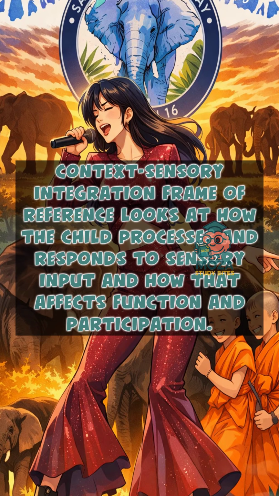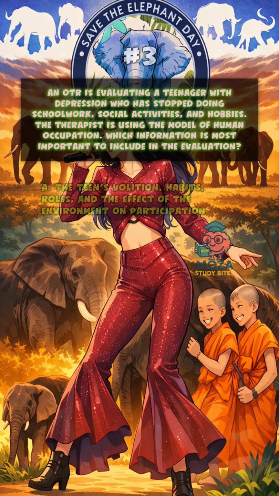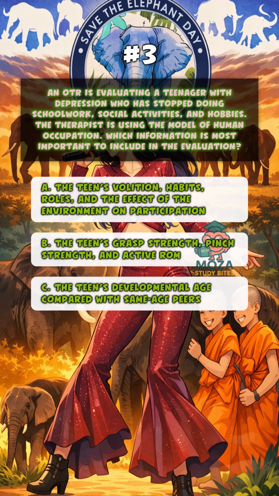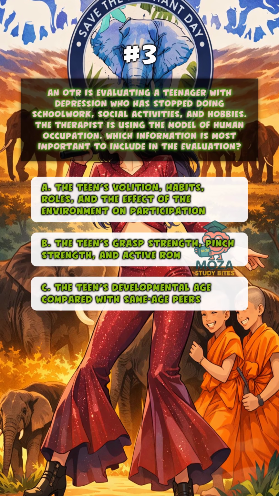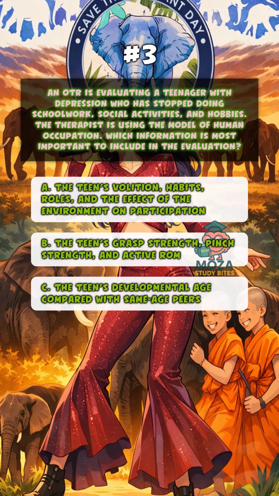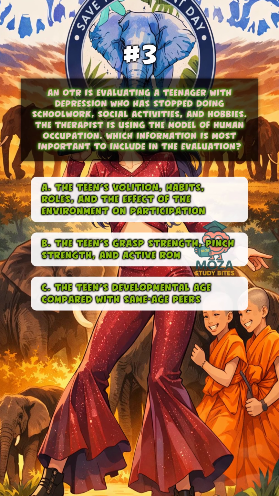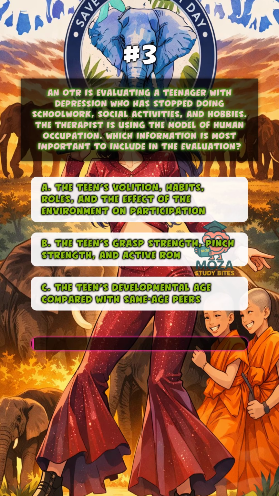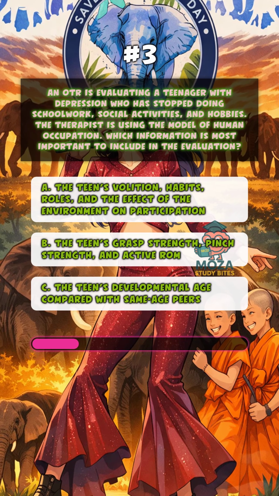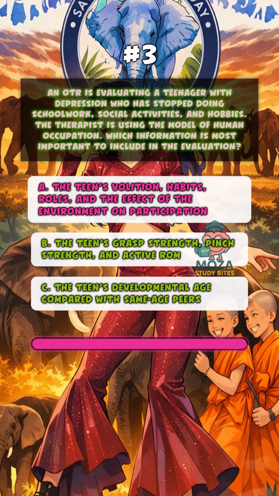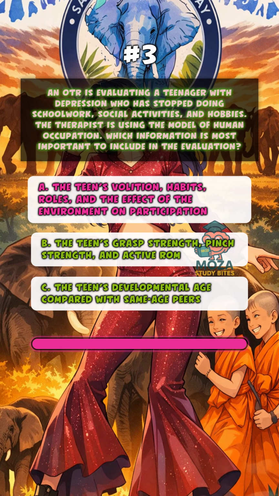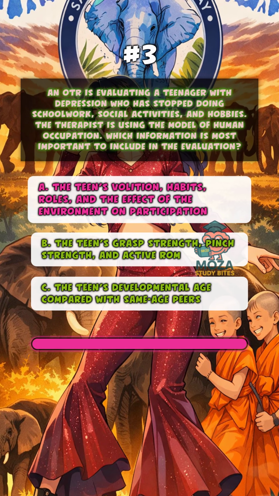affects function and participation. An OTR is evaluating a teenager with depression who has stopped doing schoolwork, social activities, and hobbies. The therapist is using the Model of Human Occupation. Which information is most important to include in the evaluation? A. The teen's volition, habits, roles, and the effect of the environment on participation.